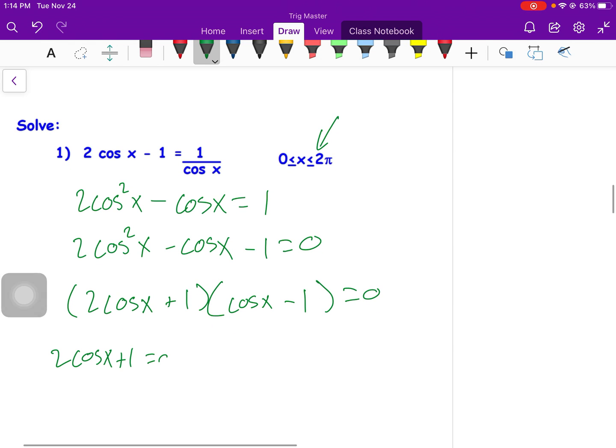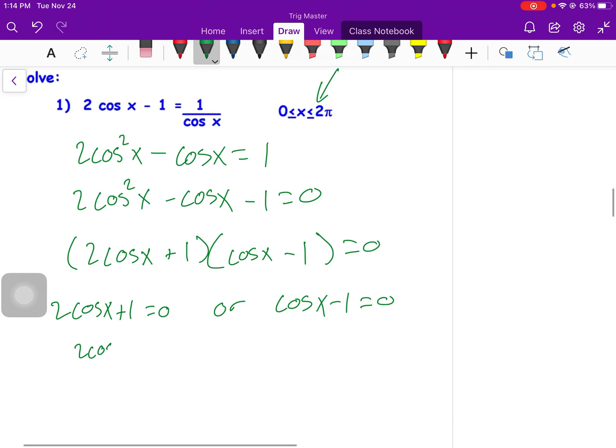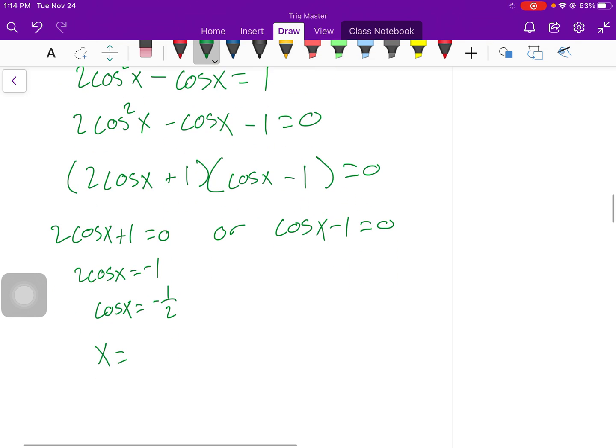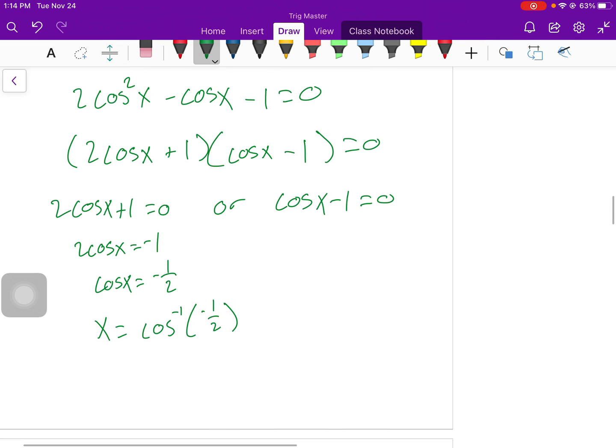So now 2 cosine of x plus 1 equals 0, or cosine of x minus 1 equals 0. On this left one, I'm going to subtract 1 and then divide by 2. So x is going to be cosine inverse of negative 1/2. That's 2 possible values. It's in quadrant 2 or quadrant 3, and we are in radians. So x is going to be 2 pi over 3 or 4 pi over 3.